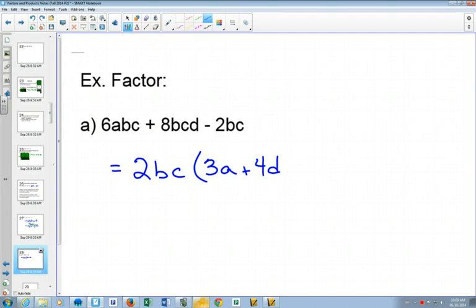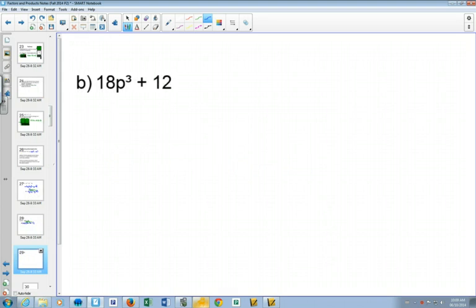And if you pull everything out of the last term, the negative 2BC, there would still have to be a 1 there. So when you distribute it, you can't put nothing there, because then it would disappear completely. Again, do a quick check. When I multiply this out, do I get what I had to start with? Yes, I do. Here's another one to try.